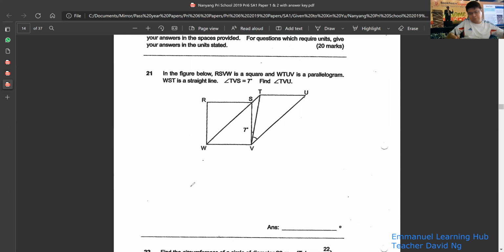What kind of triangle do I have? RWS. What kind of triangle is that? Isosceles. Isosceles. The diagram never indicates it, right? But you can indicate that it's isosceles.